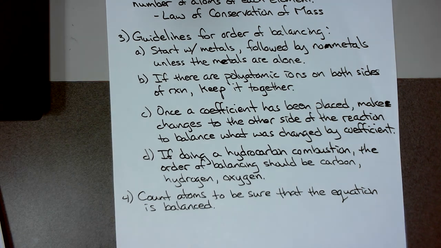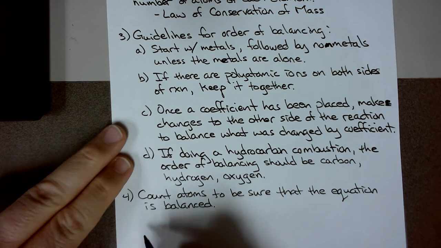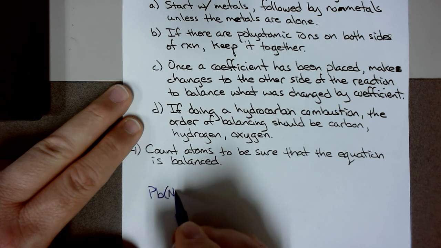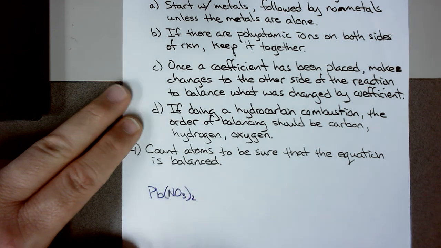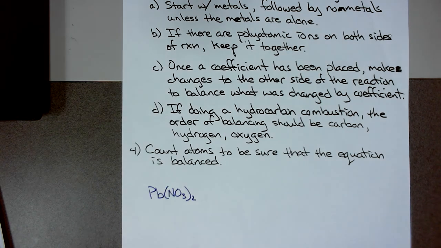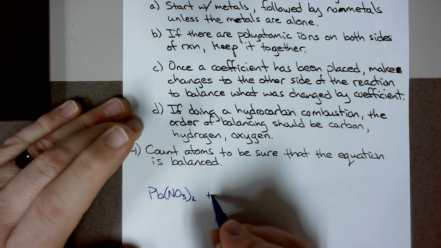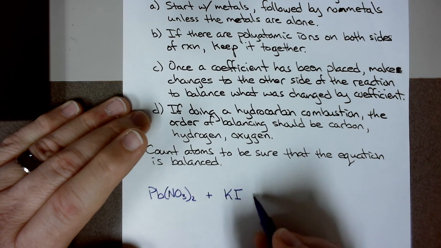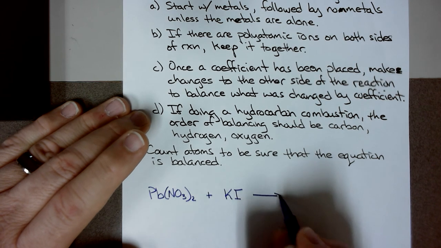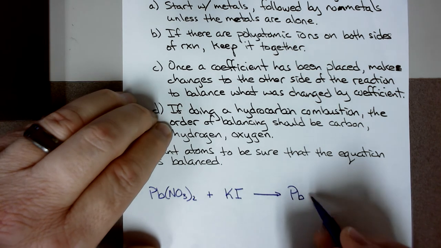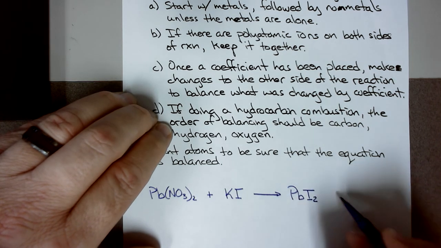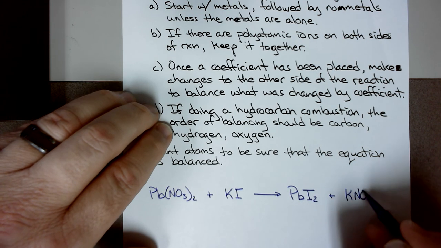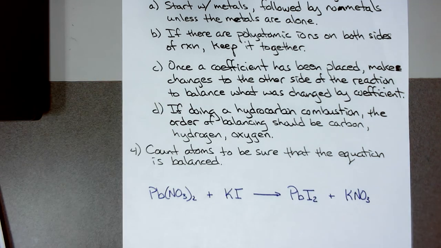The first one let's look at is lead 2 nitrate. Now I'm not going to write the states of matter because we're really just wanting to balance right now. Plus potassium iodide, and both of these are aqueous, by the way, if you wanted to know, and it produces lead 2 iodide plus potassium nitrate.